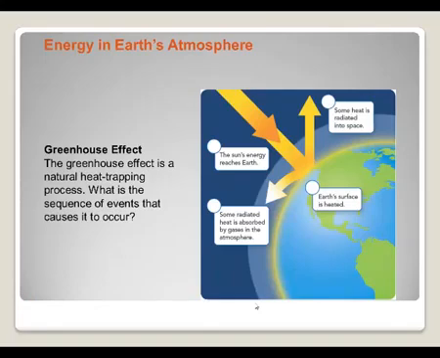What do you think the sequence of events is that occurs with regard to this picture? Well, we know that number one has to be the sun's energy reaches Earth. So as that energy comes in, it reaches our Earth, and it is turned into long wave radiation, into infrared radiation, which is heat. There, Earth's surface is heated.